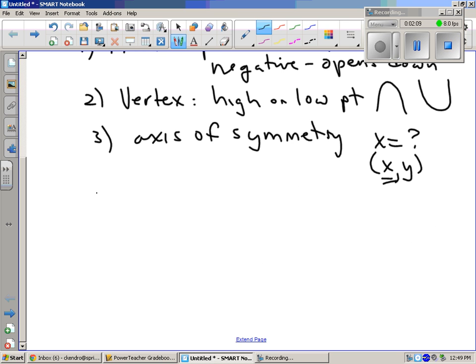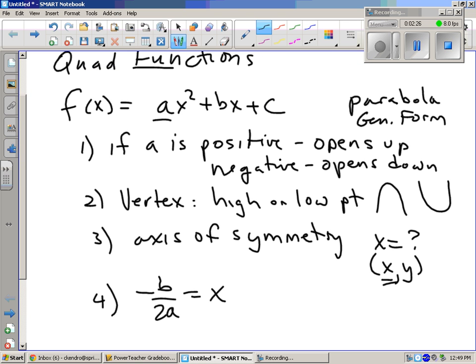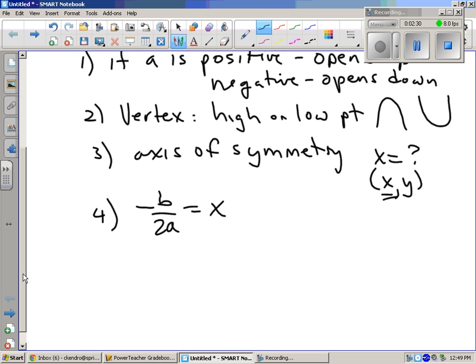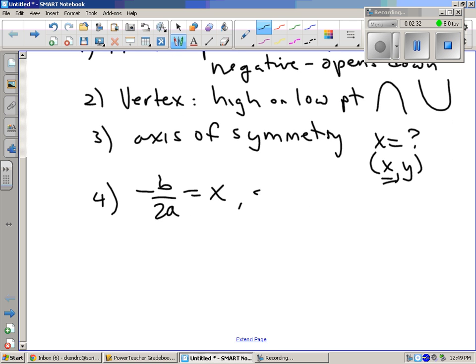The fourth thing is you have a cute little formula, negative b over 2a. That cute little formula is how you find the x given the general form of the parabola. So you'd have to go back up here. Here's your a, b, and c. So negative b over 2a, you just plug that in, figure out the x, and then you substitute back in to find y.